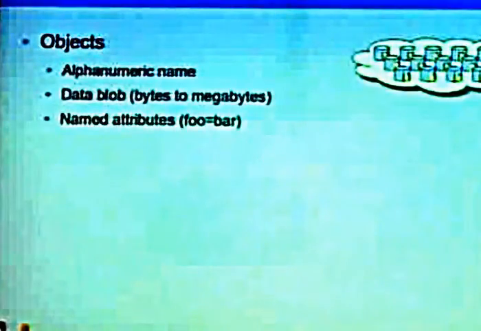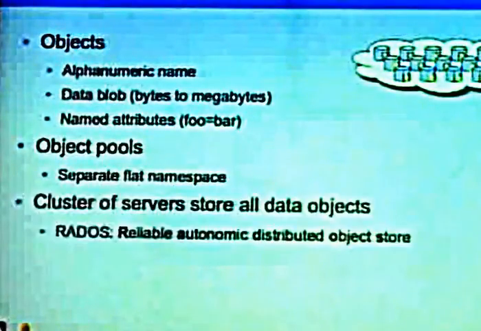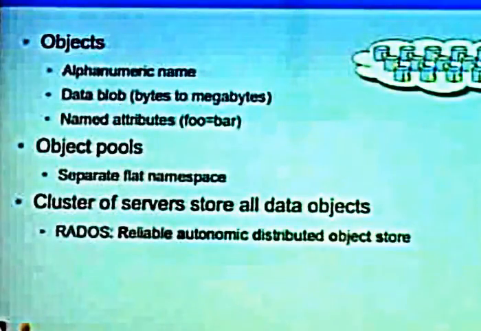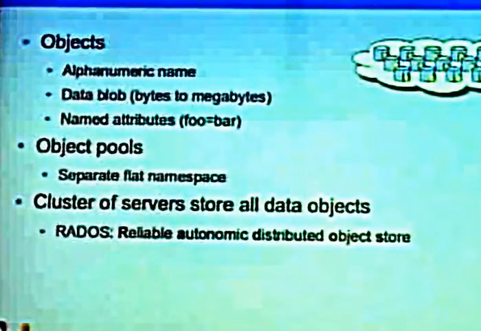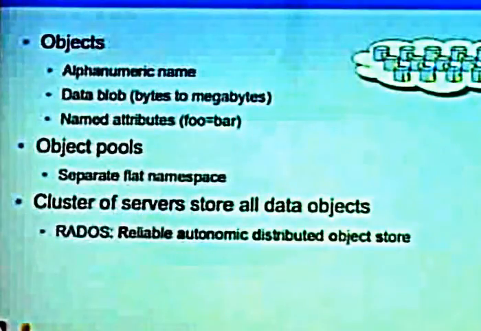But in contrast to a file system, where files exist in a hierarchy, objects exist in a flat namespace inside one of many object pools in the storage cluster. So what we have is a cluster of servers that are responsible for storing all data objects in the system, which we call RADOS, a reliable autonomic distributed object store. It will store some number of pools, and inside each pool are going to be a huge number of these arbitrarily named objects, blobs of data.